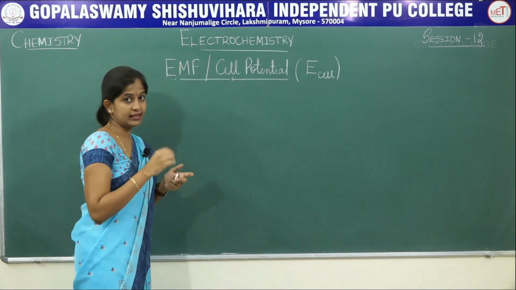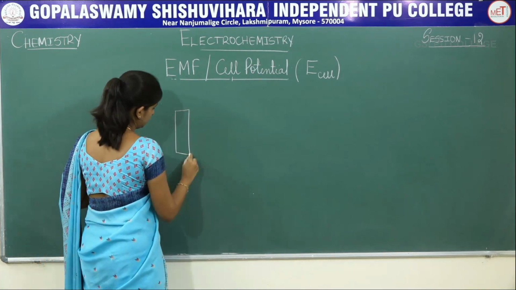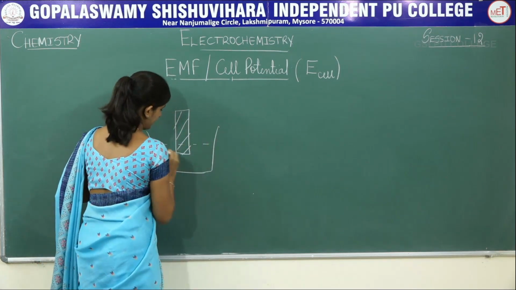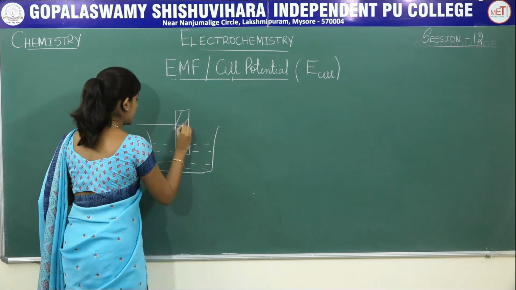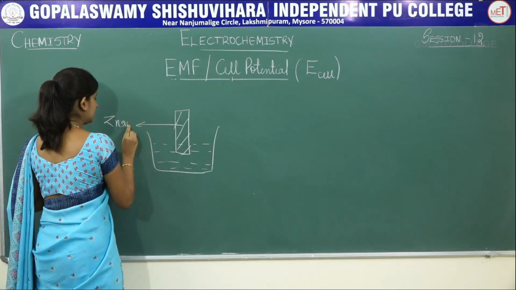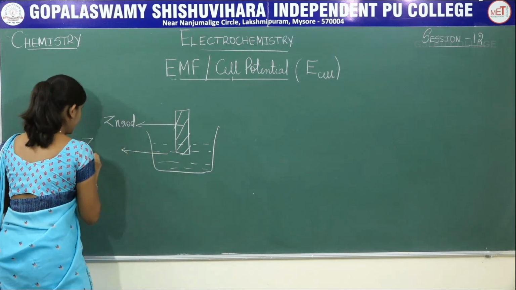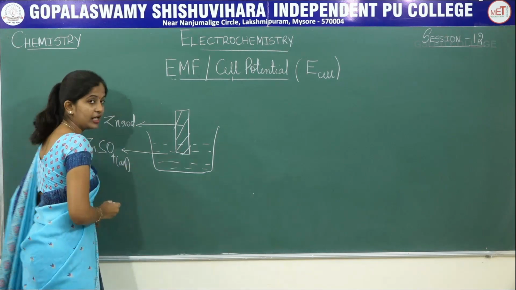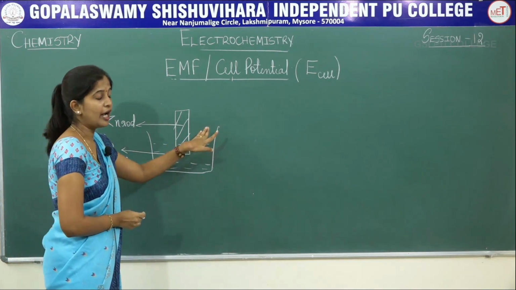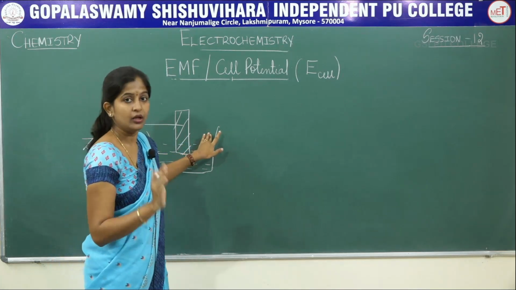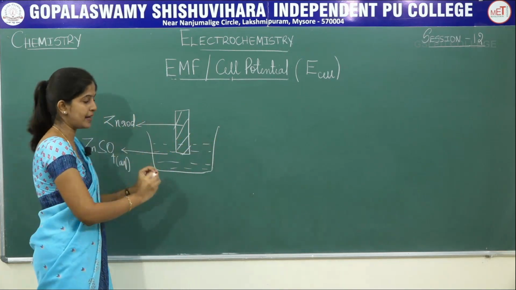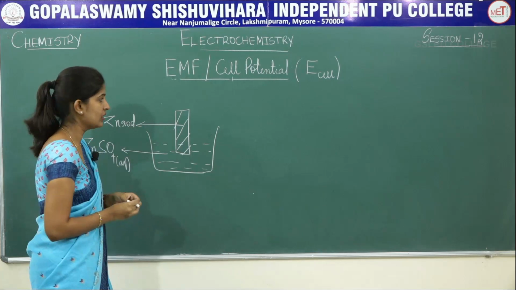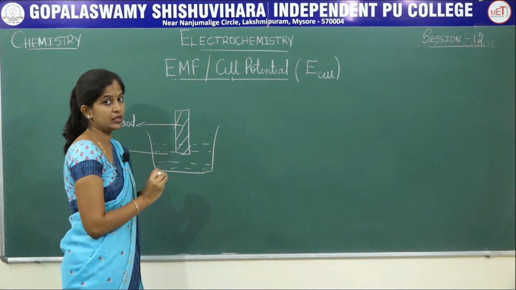Let us take an unknown thing, a zinc rod dipped in zinc sulfate solution. I don't know its electrode potential, and I don't know whether it is undergoing oxidation or reduction. You have to imagine that we don't know what is happening at this electrode, that is, this half cell. Using SHE, I have to find out whether this is undergoing oxidation or reduction.